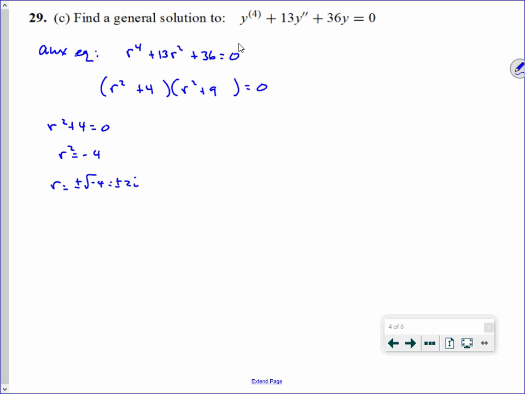And set the first factor equal to 0. R squared plus 4 equals 0, so you get r squared equals negative 4. Take the square roots of negative 4, both of them, plus or minus 2i. R squared plus 9 equals 0, so r squared equals negative 9, plus or minus the square root of negative 9. So you get plus or minus 3i.